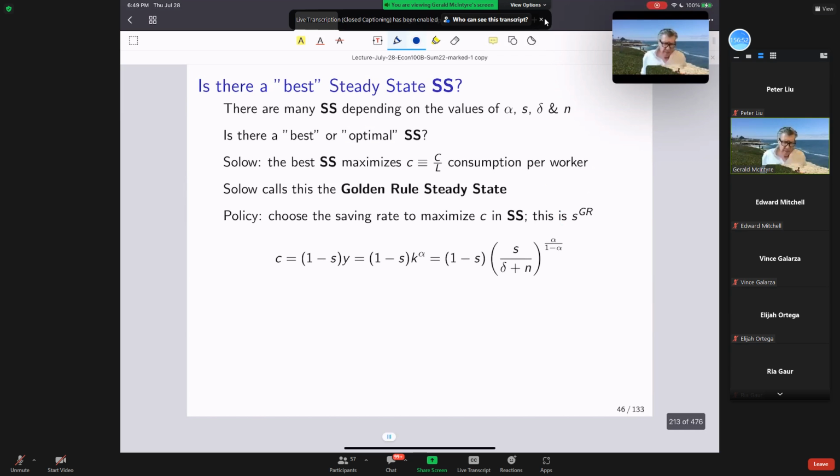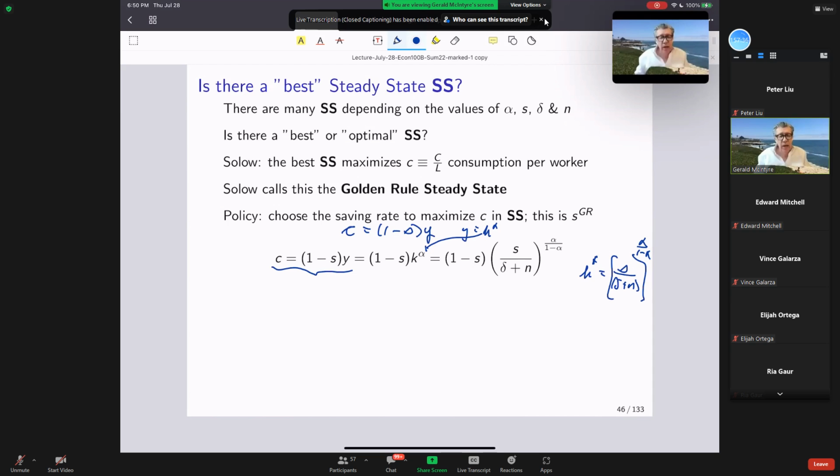Well, we know the consumption function starts out as, I shouldn't have put this as a full line, I should have just started it with this. We know the consumption function in terms of workers: the consumption per worker is 1 minus s times small y. That's this first part here, of course. And then we can build in the small y. We know small y is equal to k to the alpha. That's in here. And then it turns out a solution for k in the steady state is s over delta plus n, all to the alpha over 1 minus alpha power. You could look that up, but I happen to know that. I wouldn't try to remember that.